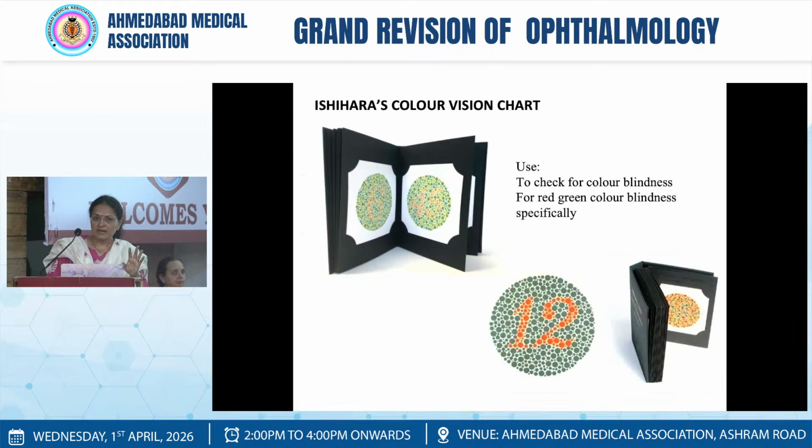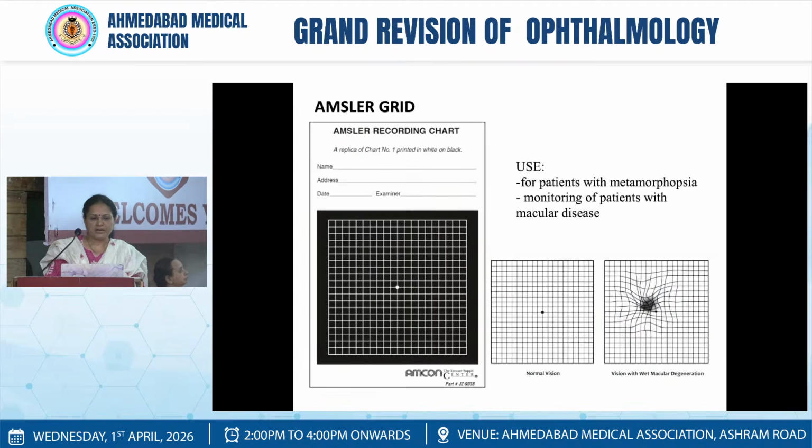Then the color vision chart, Ishihara's color vision chart, which is mainly used for red-green color blindness. Amsler grid chart is usually used for macular pathology. A normal patient can see the point of focus with straight lines. Every line is straight. But if the patient has macular pathology, they might see wavy lines. You can also give this chart to the patient at home to see the progression of macular pathology.